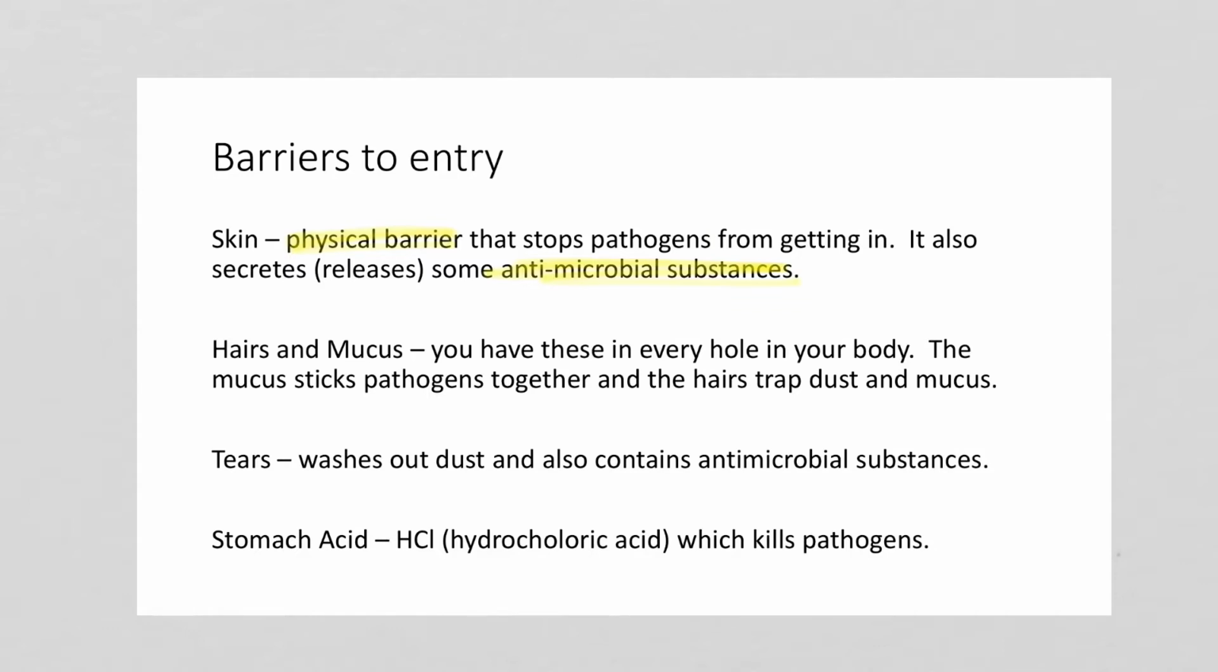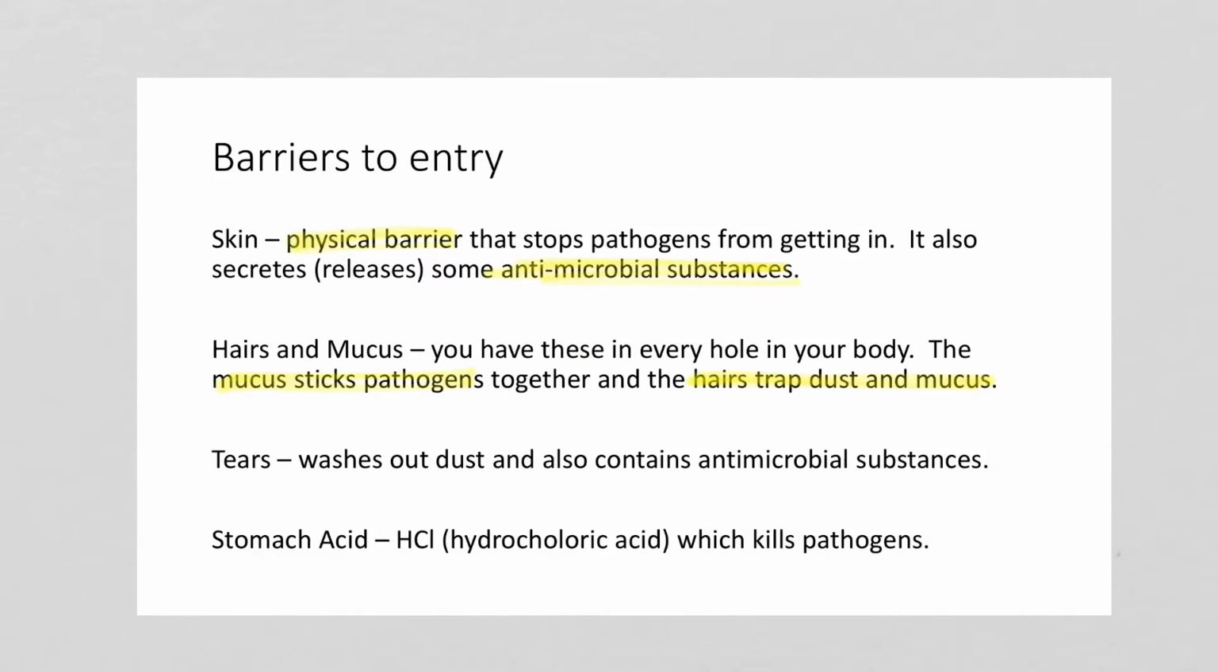Hairs and mucus, if you think really simply about your nose, for example, you have hair and mucus in there. What the mucus does is it sticks pathogens together, and the hairs trap dust and that mucus that might have the stuff trapped in it. So dust is one way that pathogens can get into your body. Remember, bacteria, viruses, spores from a fungus, all these things are so tiny that they can actually be sitting on the dust. If we think about hairs and mucus, we can also think about things like the ciliated epithelial cells and the goblet cells that are also inside your body.